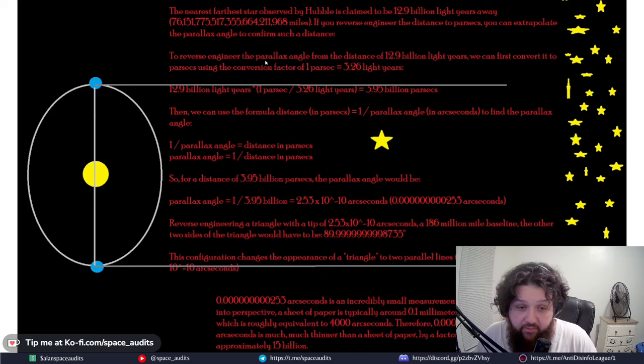So if you were to parallax that distance out, the angle would be 0.0000253. This is kind of just a role play. It's not really that meaningful, just for funsies, right? But it shows you the scale of what they're working with here.